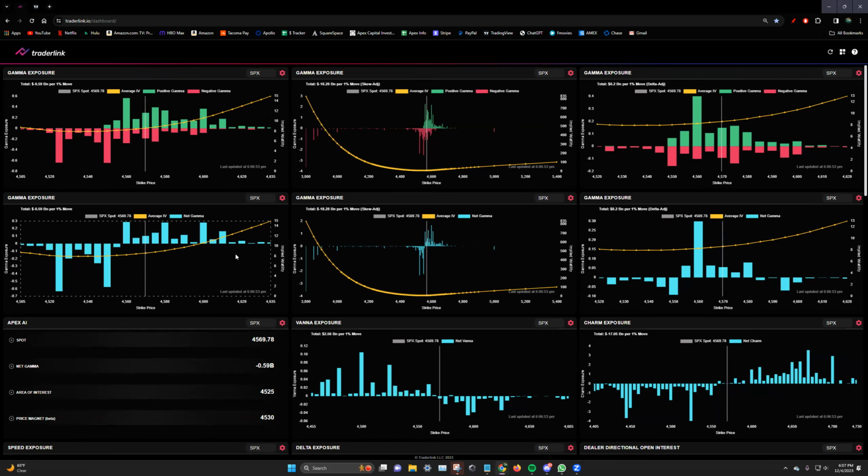Oftentimes, the way to look for potential breaks of the range is, let's say you have exposures at 45.75 and 45.50, and you get to 45.75. What you want to see is some sort of gamma exposure pick up above that. Then maybe if we break 75, we can go to the next level, right? That's how you can utilize range breaks. But if you just see 45.75 and 45.50, you hit 45.75, and there's no pickup above it, the easiest way is to go short there and play the odds like that.